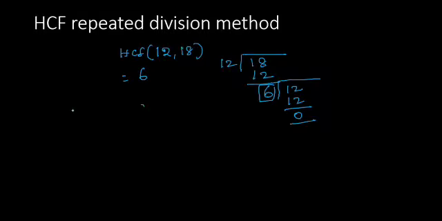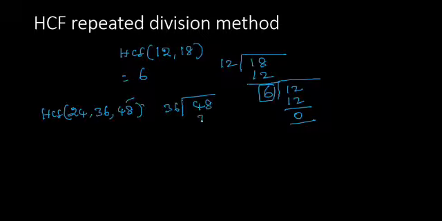Let us assume that we take 24, 36 and 48. Now, when I want to find the HCF of all these three, we take the biggest number here, which is 48, and the second biggest number is 36. So, now we take 48 divided by 36. Now, 36 goes one time in 48, and we get 12.